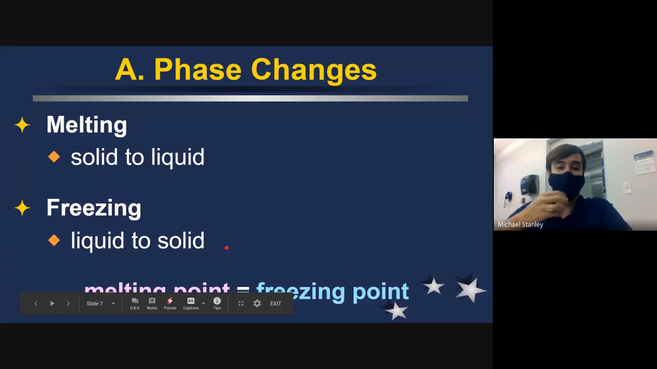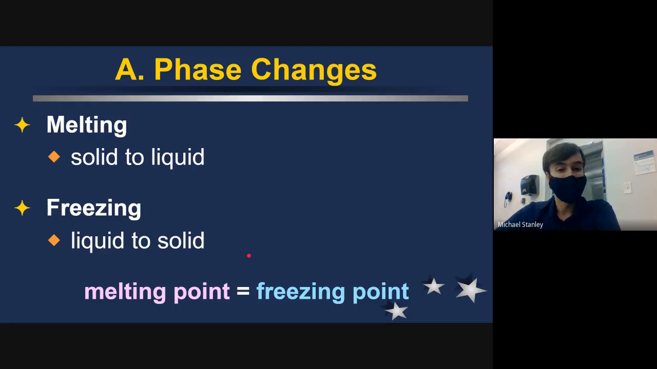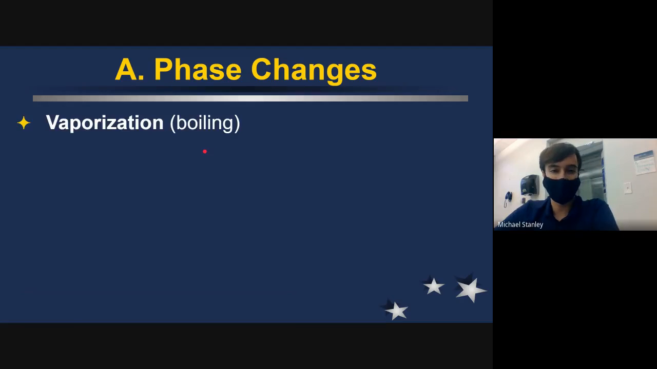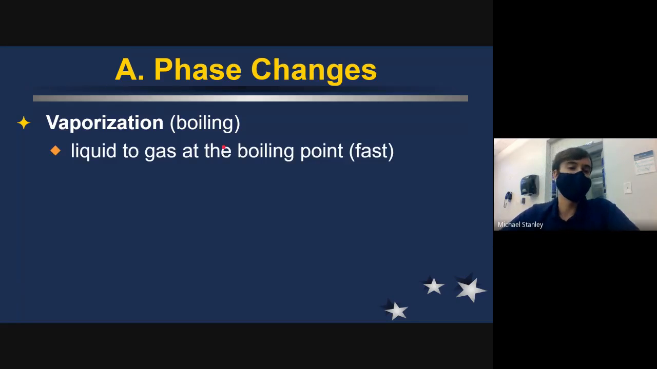So depending on if we're a liquid going to a solid or a solid going to a liquid, it melts and freezes at the same temperature. So that's kind of the changing point of going from one to the other. So there are a couple other phase changes since we don't just have solids and liquids out there. We also have going from liquid to gas. So there's actually a couple different ways that we can change from liquid to gas. One of them is called vaporization, which is also commonly known as boiling.